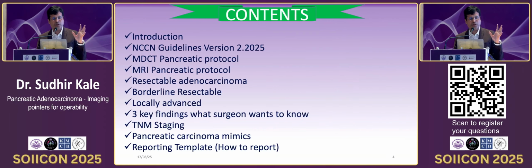Okay, so what are we going to do? We are looking into the introduction, then the NCCN guidelines version 2025, the recent revision, what revision was made, and what the usual protocols are that we as radiologists need to follow, and then the classification of the tumors once identified. You try to categorize into resectable, borderline or locally advanced. Initially, locally advanced was in the unresectable criteria, but in the current guidelines they have shifted it to locally advanced. Then there are three key imaging findings in an MDT.